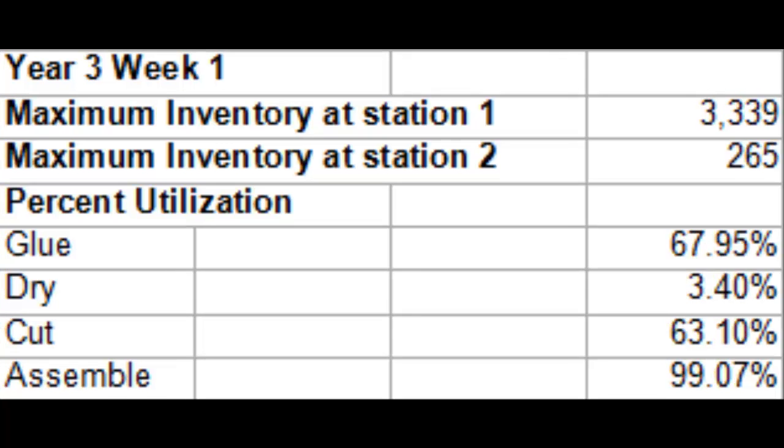For year 3, week 1, when the demand is 53, the maximum inventory was 3,339 at station A, and at station B the maximum inventory was 265. The percent utilization for gluing was 68%, for drying it was 3.4%, for cutting it was 63%, and for assembling it was 99%. So as you can see here, the assembly station is the bottleneck.